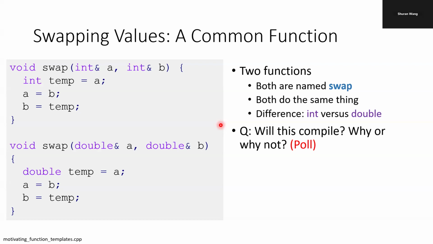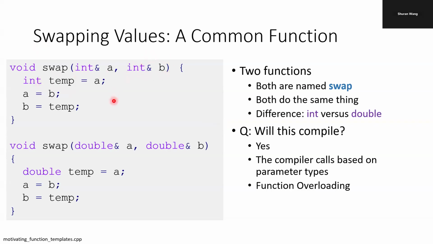Yeah, because the two swap functions, even if they have the same name, have different parameter lists. That's called function overloading. The compiler will call whichever one matches based on the parameter types.